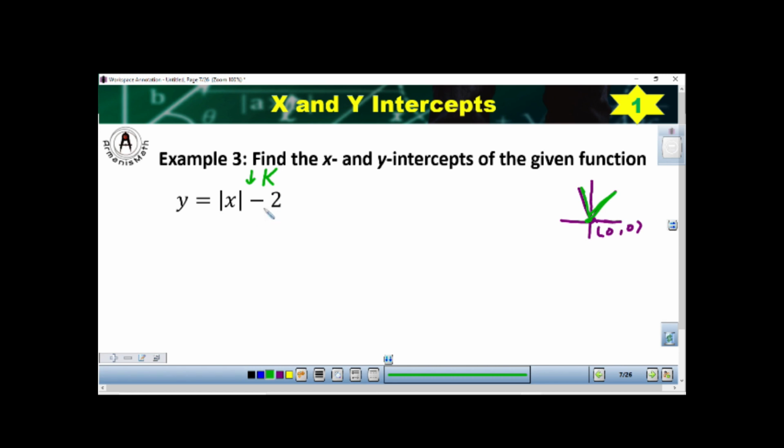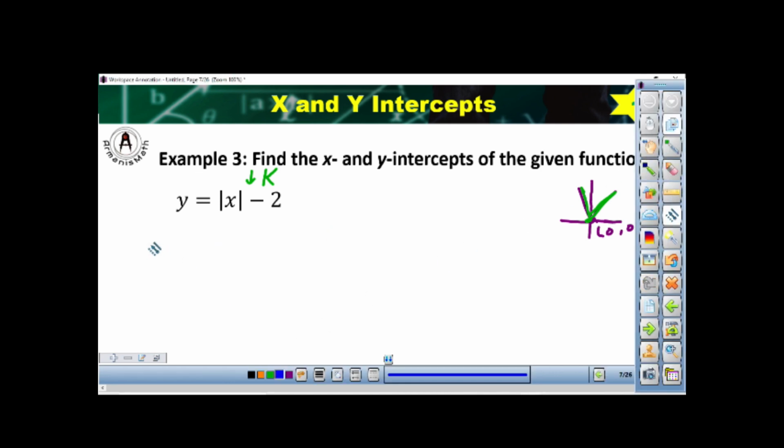So this guy is actually like 2, let's say, inches shorter than the parent. So if I were to graph this, which we will look at eventually, I notice that it's not going to be here at 0, 0. It's going to be down here somewhere.